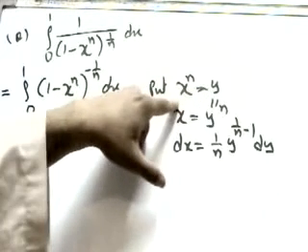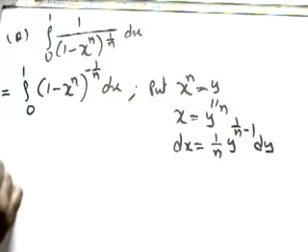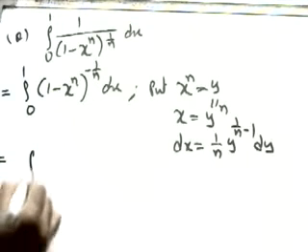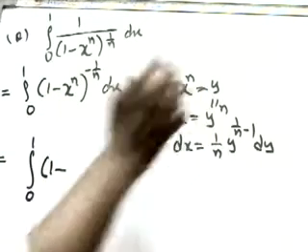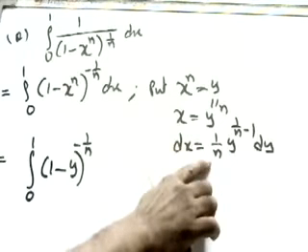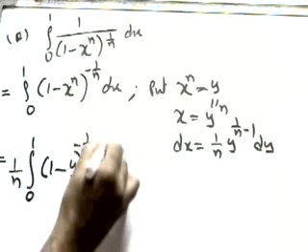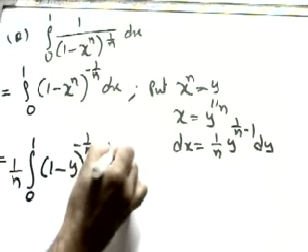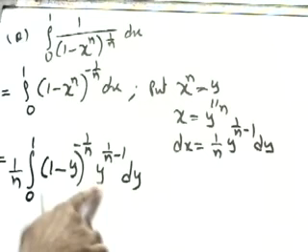You see here, if you put 0, 0 power n will be 0, so y will be 0. If you pick 1, 1 power n will be 1. So there is no change in the limits. See, I'm changing the question. Limits as it is, 0 to 1. Watch carefully: 1 minus x power n, we are having y, whole power minus 1 by n, dx. Dx, we are having this one. You put 1 by n outside. What is left here? y power 1 by n, n by 1 by n minus 1.